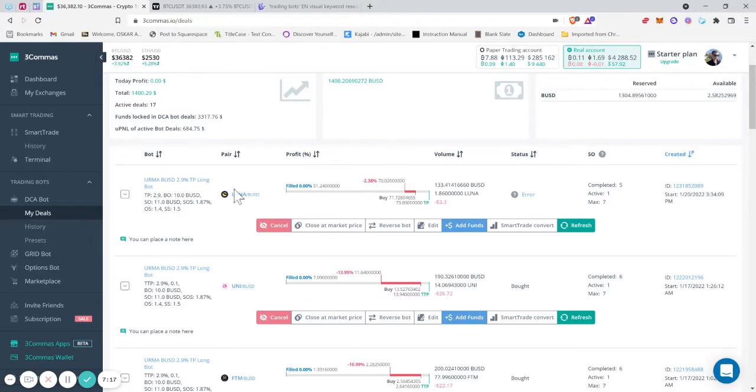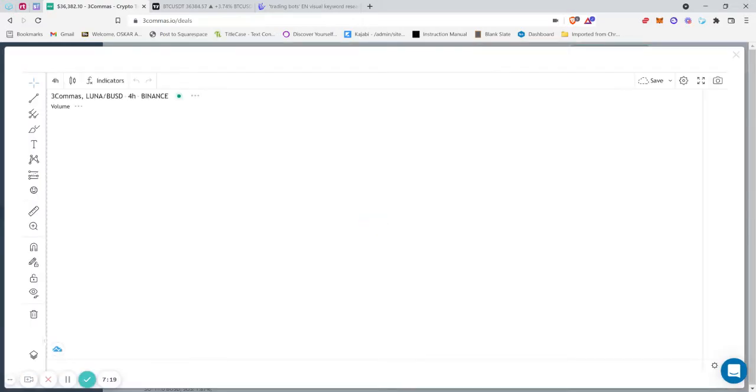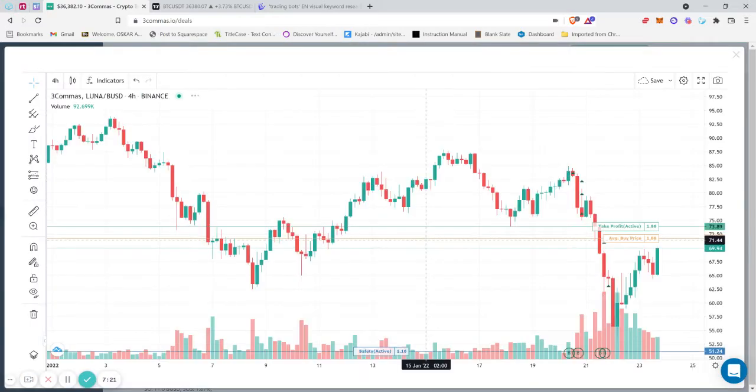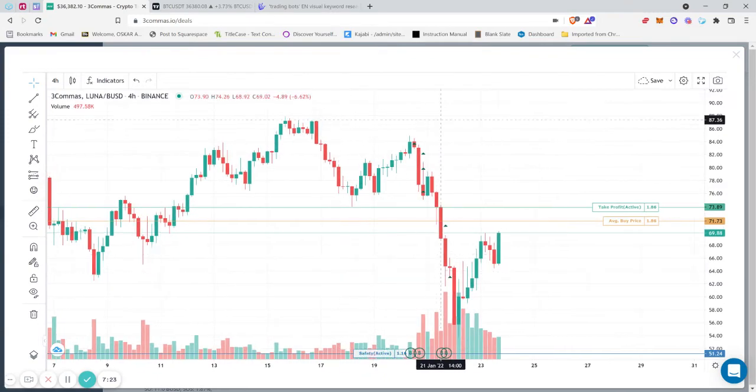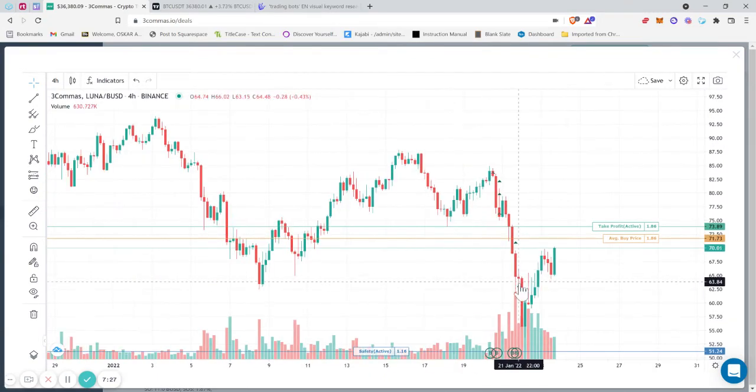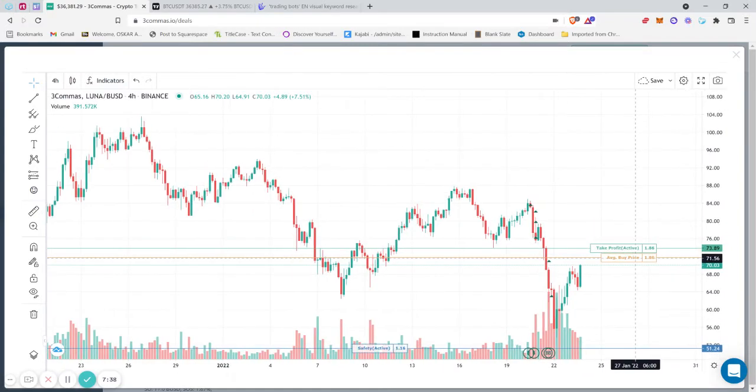If we look at Luna, just to give you a quick example, this is what the Luna chart looks like. So this is where it started, then the bot bought, and there it's going back up. Let's see. Hopefully it hits the take profit. If not, it's going to be a bit of a pain because then it'll probably go down again and it won't take profit for a while.